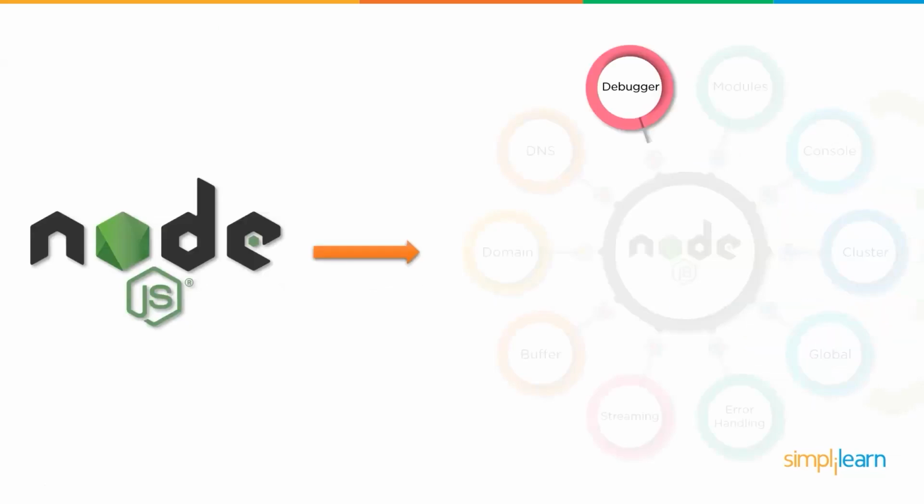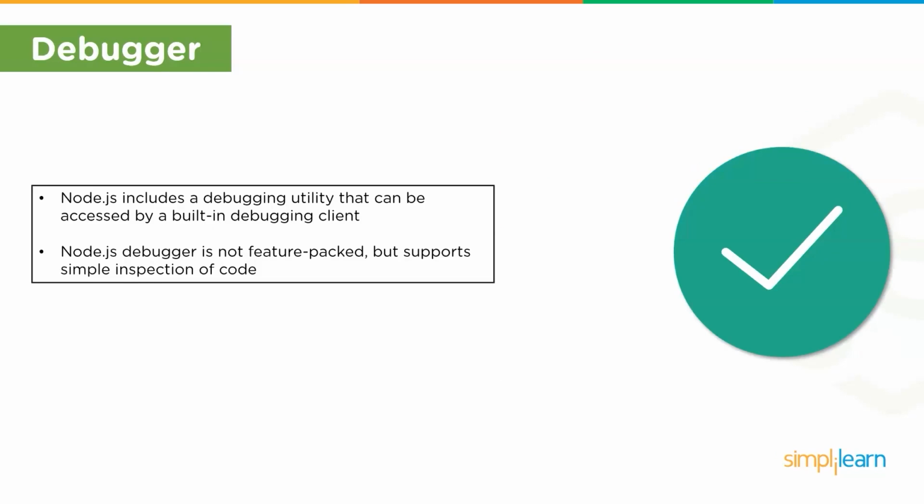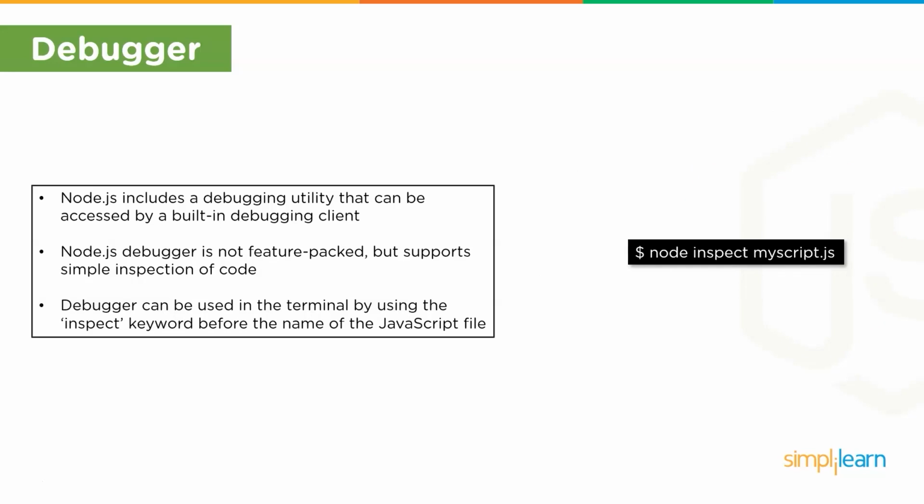The next component is the debugger. Node.js includes an out-of-process debugging utility accessible via a V8 inspector and built-in debugging client. This Node.js debugger is not feature-packed but supports simple inspection of code. It can be used in the terminal by using the inspect keyword before the name of the JavaScript file. In order to inspect a file, say myscript.js, you can use the following method.